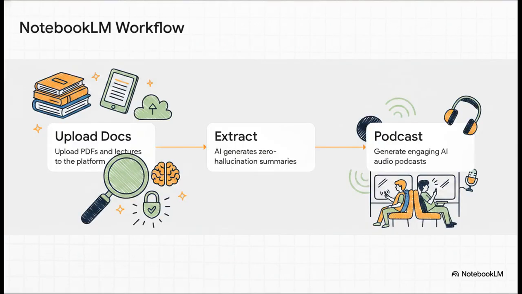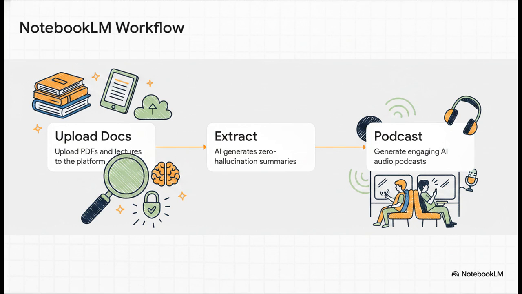And rounding out our research trio is Google Notebook LM. This one has a literal superpower, zero hallucination. Because the AI is restricted to strictly pulling from your uploaded PDFs and lectures, it simply cannot invent facts. But the absolute best part is the final step in its workflow. It can actually turn your dense academic text into an engaging audio podcast.